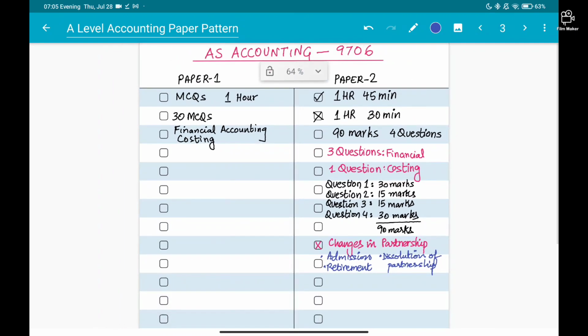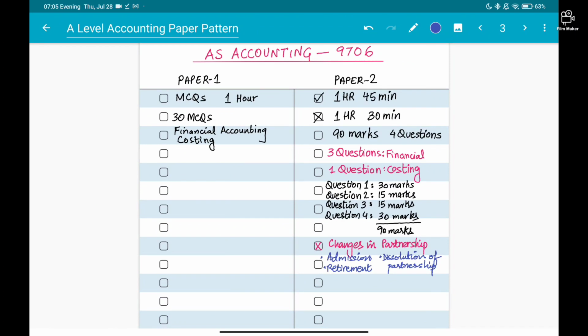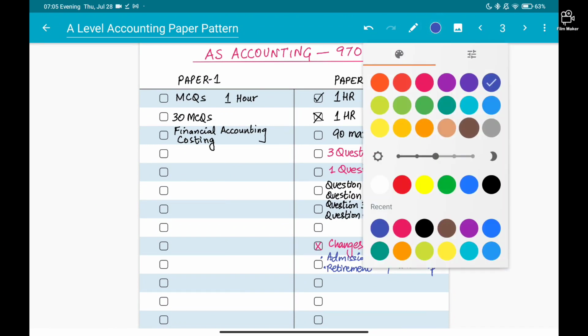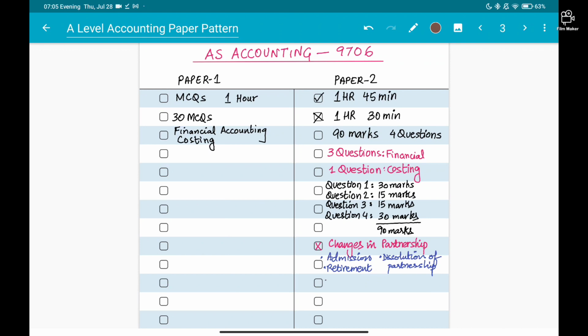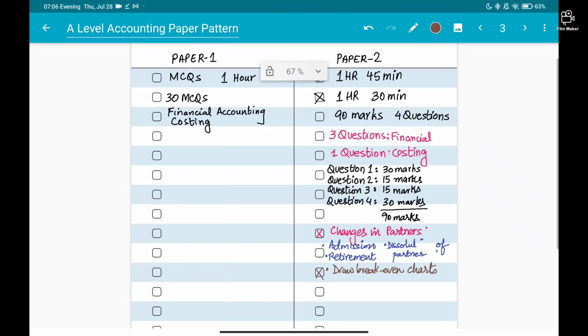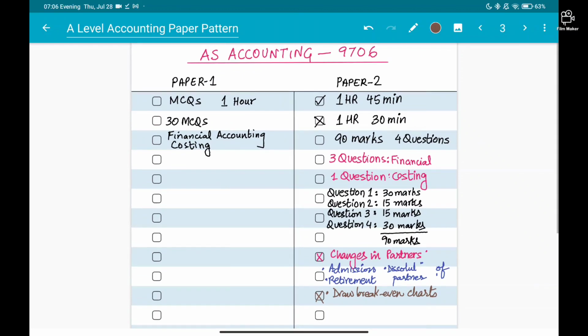Rest all remains the same, with minimal changes, such as they will not ask students to draw the break-even chart. You will not be asked to draw break-even charts in costing. Although the charts will be given to you, you will have to interpret them, such as what is fixed cost, what is variable cost, and all those things, but you will not be asked to draw the break-even charts now.